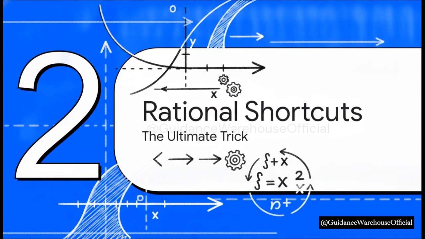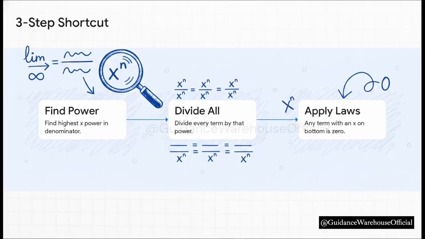All right, section 2, the rational function shortcut. Now that we've got the basic intuition down and we've busted that common myth, let's look at the ultimate mechanical shortcut. You are definitely going to want this for your exams. Whenever you're dealing with a rational function, which, remember, is just a fraction with polynomials on the top and bottom, you don't have to guess. Just follow this 3-step procedure.